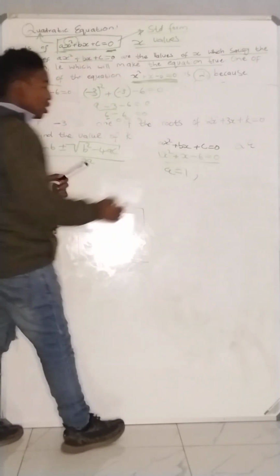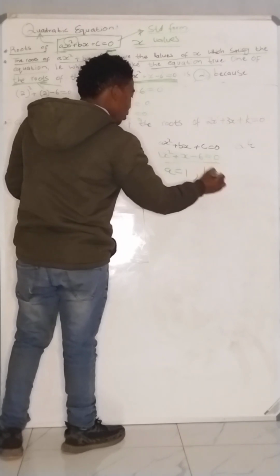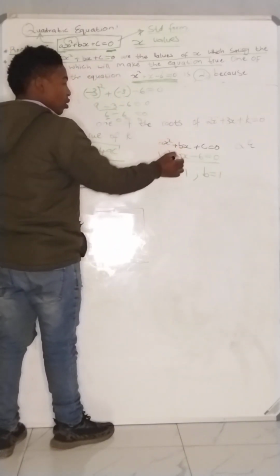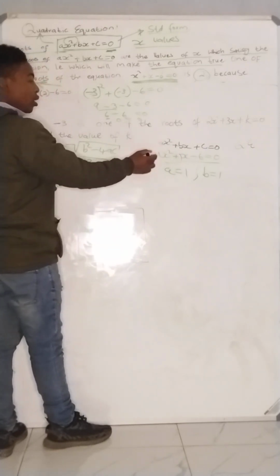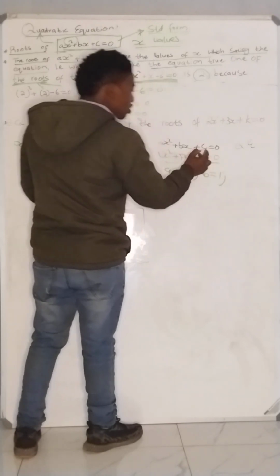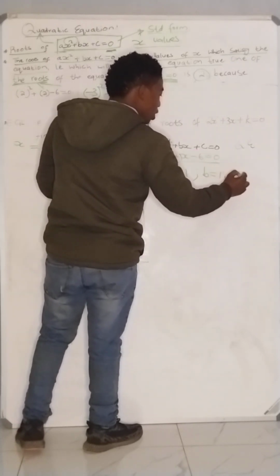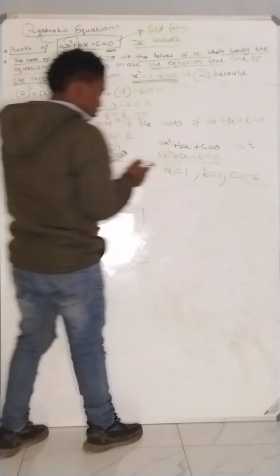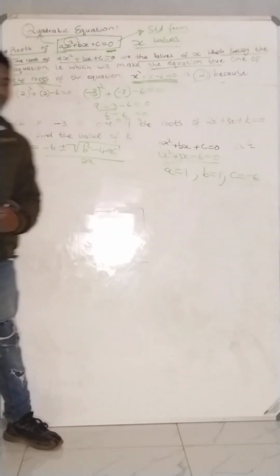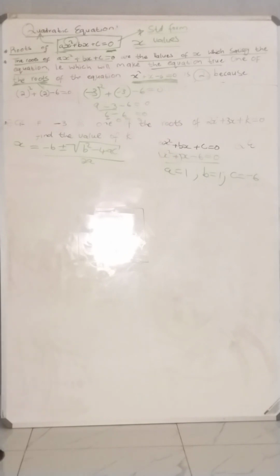The value of b is also 1 in this case, because in place of b, there is a 1. In place of a, there is a 1. Now, lastly, the value of c. The value of c is minus 6. Okay, so now you take this and plug it into your quadratic formula.